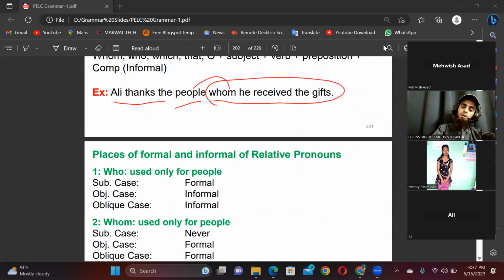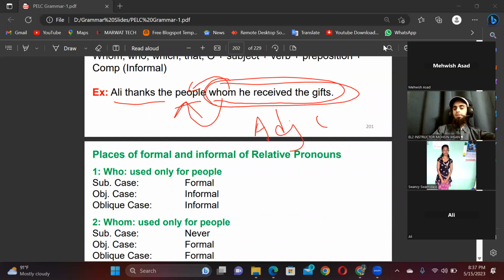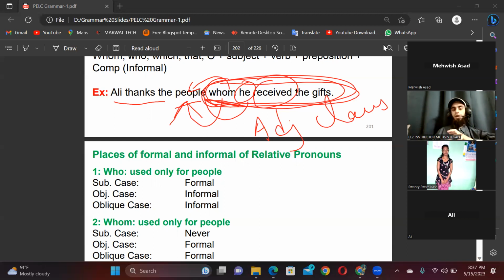Now whom, which is modifying the people, is going to make the rest of the sentence an adjective clause. And what is a clause? Subject-verb agreement. Where is the subject and verb? He is the subject, received is the verb. The agreement of these two is called a clause, along with the rest of the words to give its complete meaning, right? Anyhow, you would have the idea now that whatever modifies the noun or pronoun is called an adjective. And if many words modify the noun and pronoun in a sentence, that is called an adjective clause, right?